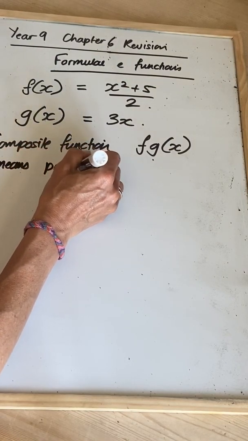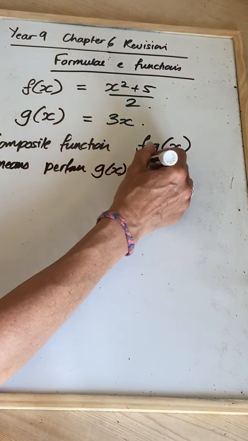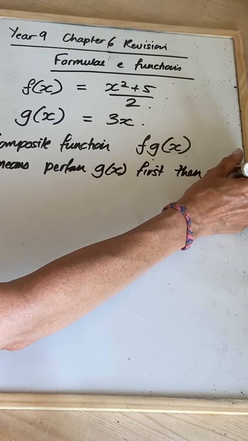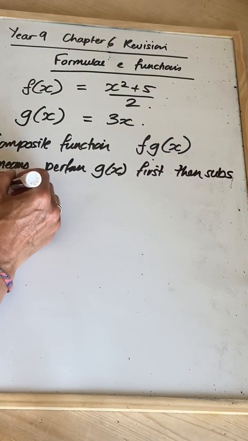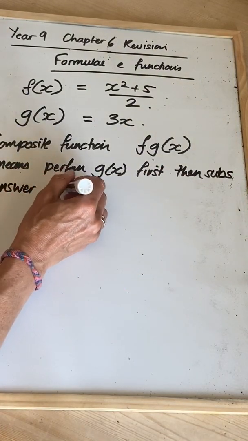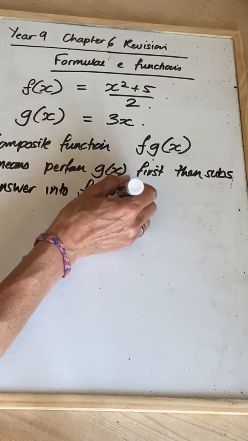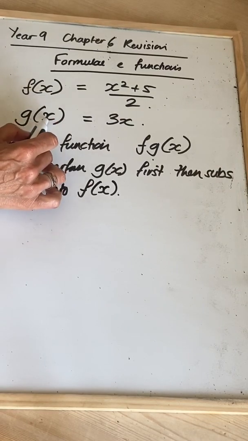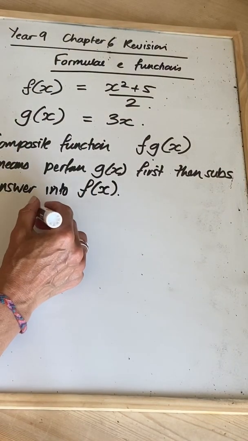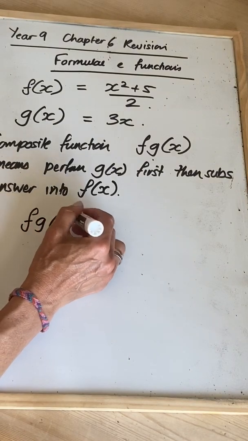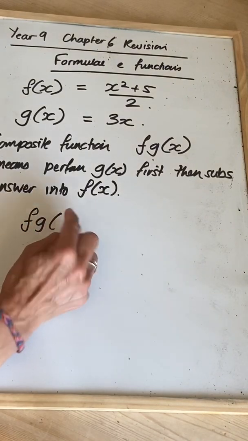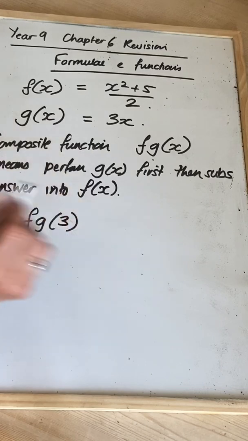perform g of x first, then substitute, just going to write substitute answer into f of x. Okay, so here are my two functions, f of x and g of x. I want to do fg of x. And I am going to start by putting in a number for x. I'm going to start with fg of 3, let's say.